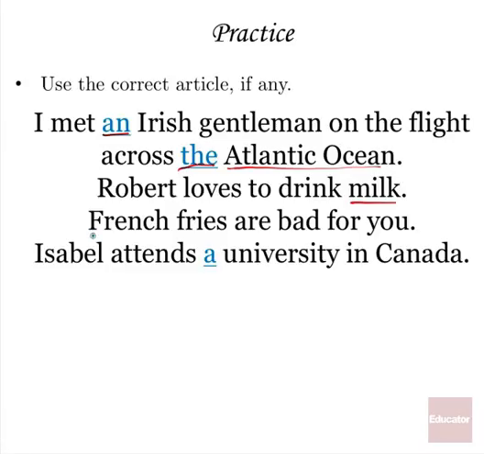French fries are bad for you. Again, French fries, no article. We're just speaking generically. Dogs chase cats. And Isabel attends a university in Canada. It's a, not an, because even though university starts with a U, when you pronounce it, it makes that y sound. That's a consonant sound, so you say a university. You don't say the university in Canada because there's more than one, presumably.